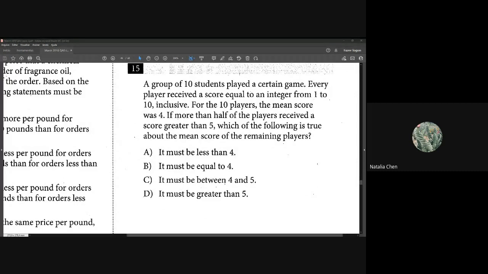A group of 10 students played a certain game. Each player received a score equal to an integer from 1 to 10, inclusive. For the 10 players, the mean score was 4. If more than half of the players received a score greater than 5, which of the following is true about the mean score of the remaining players? A, it must be less than 4. É.